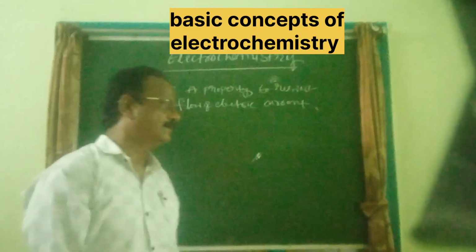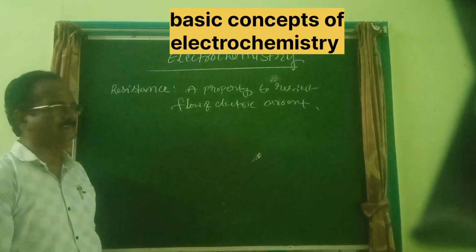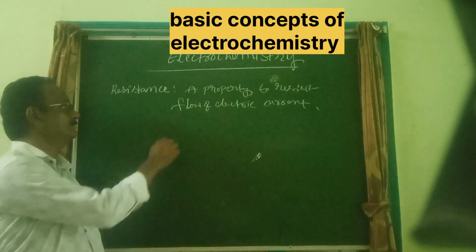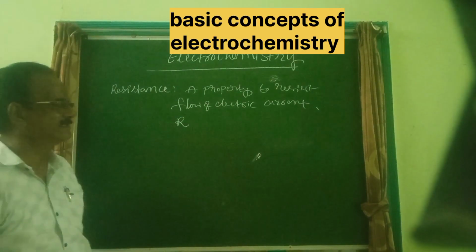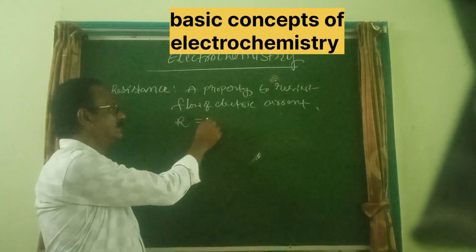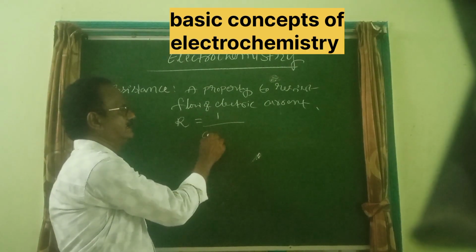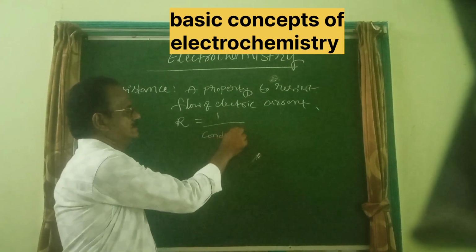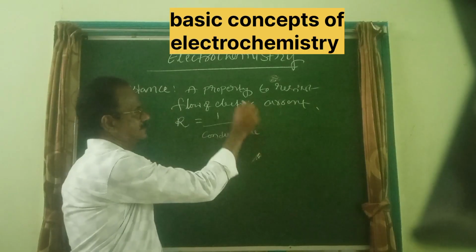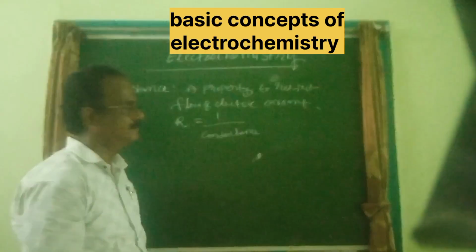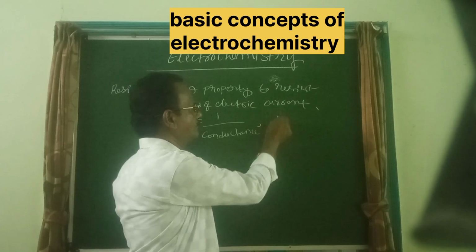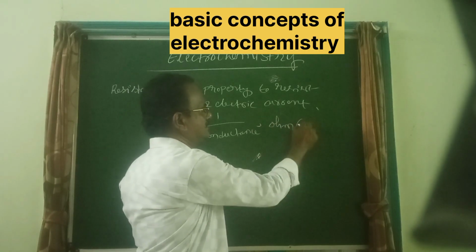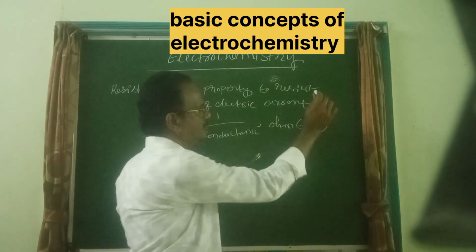Now let us see. Resistance can be denoted by R. When you consider R, it is a reciprocal of conductance. So units for resistance is ohm. Units for electric resistance is ohm.